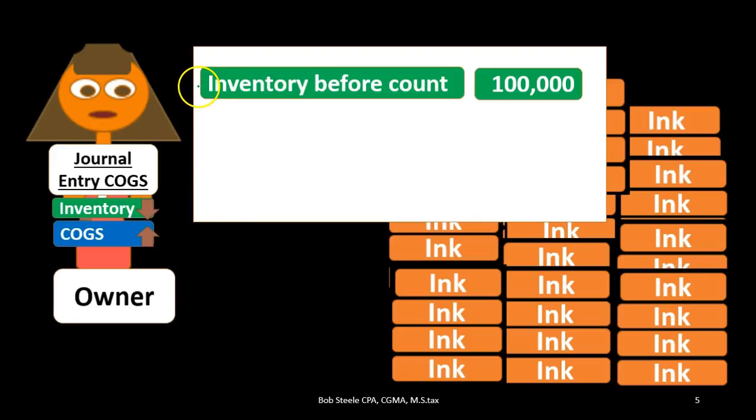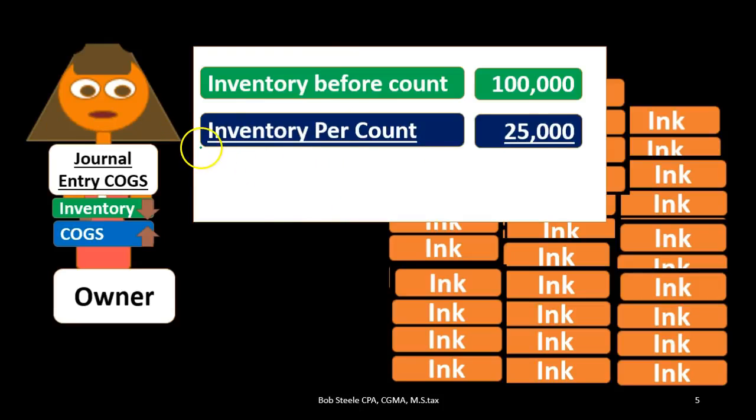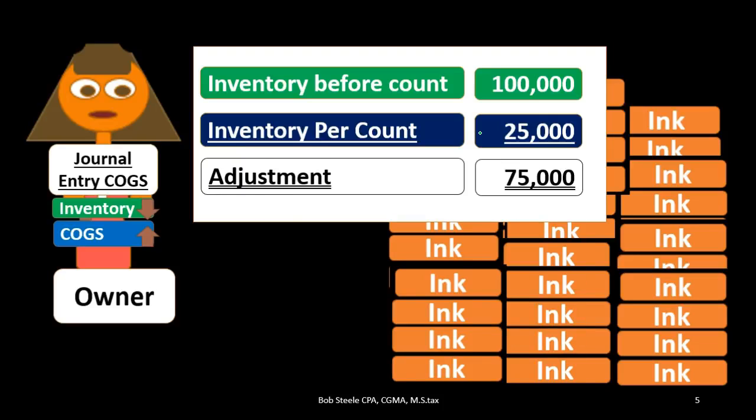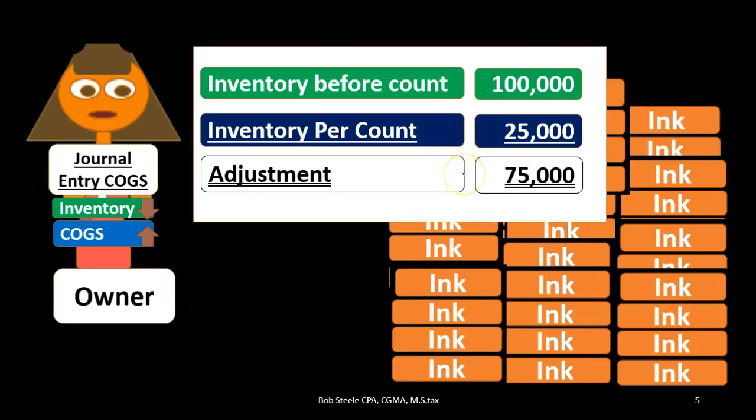Meaning, we'll say the inventory before the count, whatever it would be, we're going to say 100,000 now. That would include the beginning inventory plus all the purchases because we recorded those too. We know what those are. And then we're going to do the physical count, and we're going to say the inventory per the count, in this case, is 25,000. Then we can subtract the two, and we assume that we sold then 75,000. That would be the adjustment or the cost of goods sold adjustment. Therefore, we would debit cost of goods sold for the 75,000 and credit inventory for the 75,000.